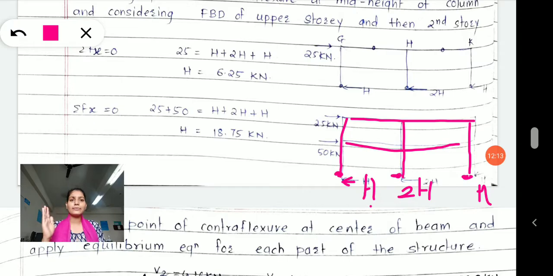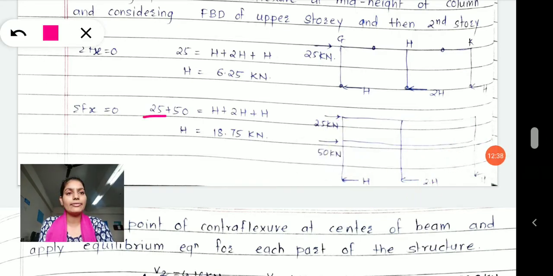Now what lateral forces are acting on my second story? Two lateral forces. One at first story, which is 25 kilonewton. The second one you can see here, which is also 25 kilonewton. At the second floor it is 50 kilonewton. Now analyze and find the internal resisting forces or internal forces.